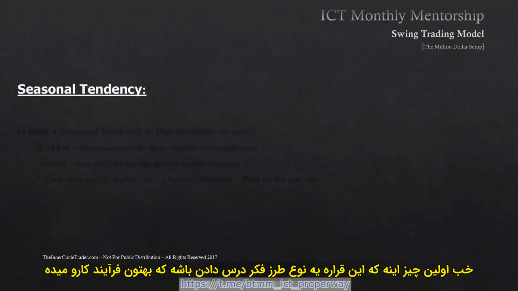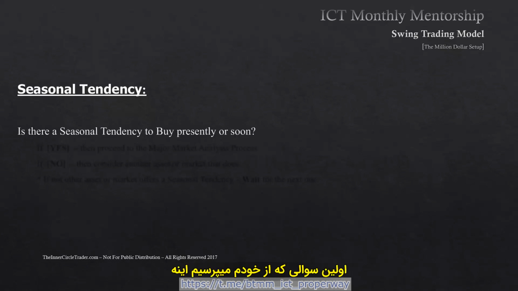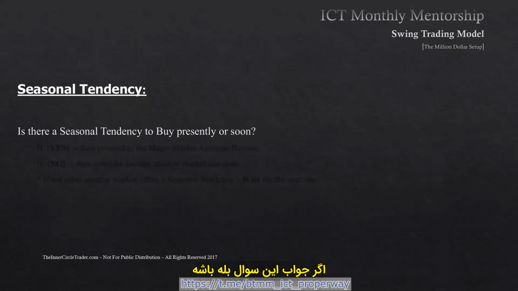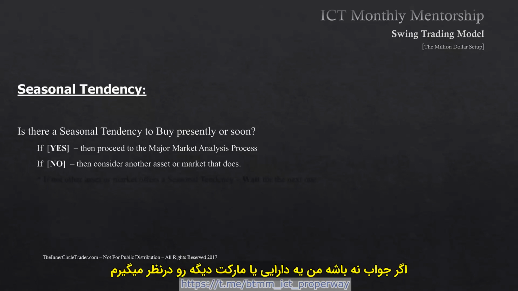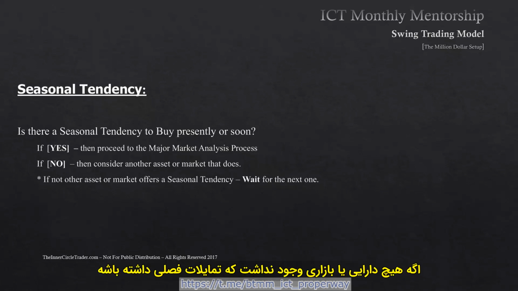Okay, the very first thing is, this is going to be a mindset type teaching. It gives you the process, if you will, what I go through and how I think about things. So for a seasonal tendency, the first question I ask myself is: is there a seasonal tendency to buy presently, or will there be soon? If the answer to that question is yes, then I proceed to the major market analysis process. If the answer is no, then I consider another asset or market that does. If there's no asset class or market offering a seasonal tendency, then I wait for a new one.